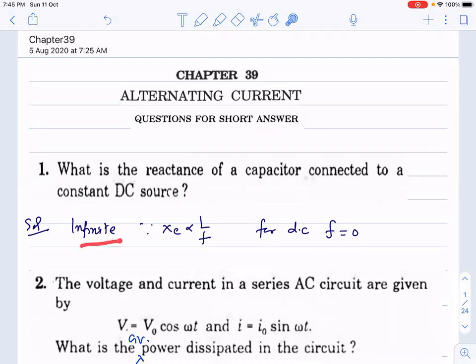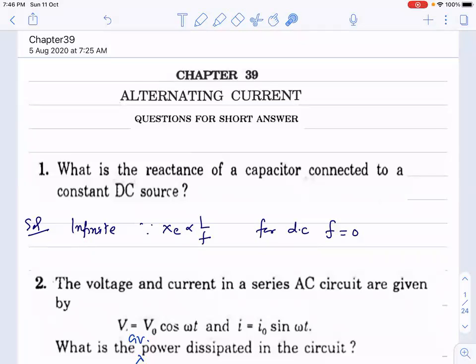The answer is infinite because reactance is inversely proportional to f. For DC, f is 0. Therefore, reactance will be infinite. It offers infinite resistance to DC source. Therefore, current doesn't flow. That's the case.